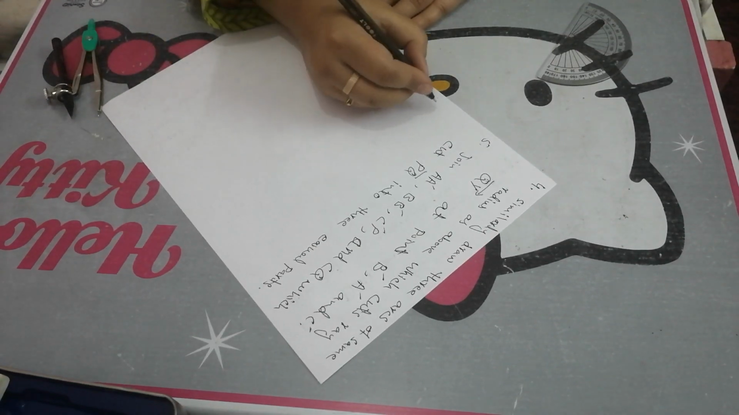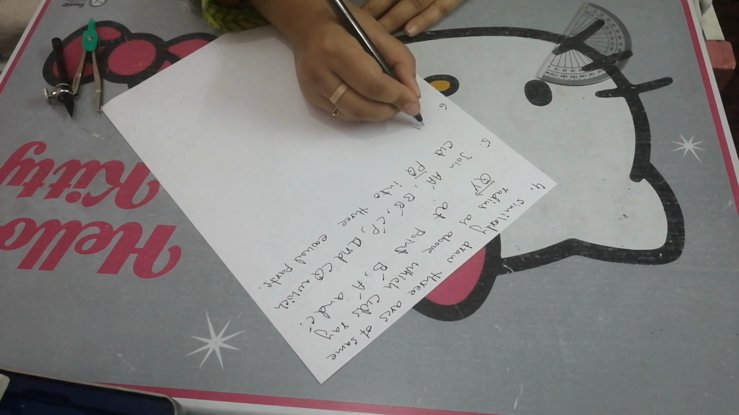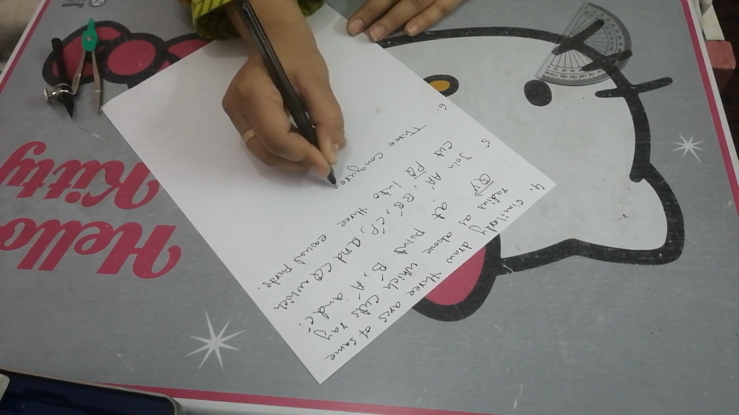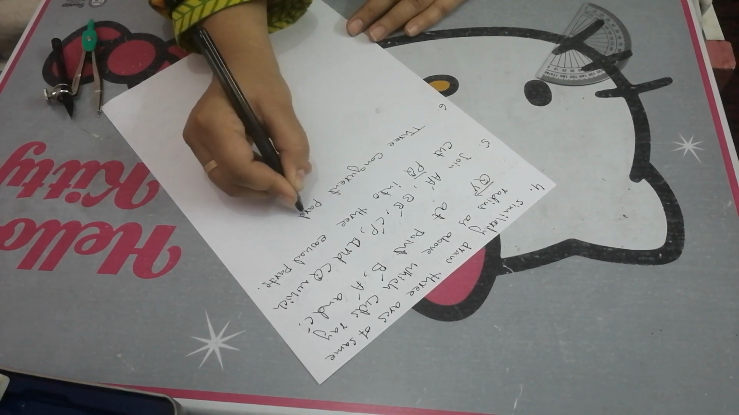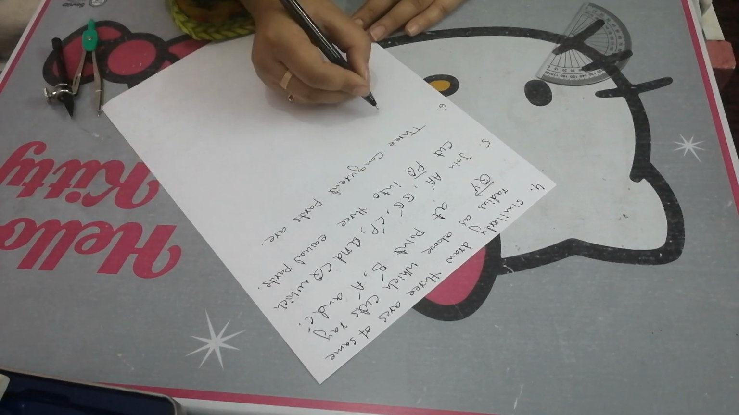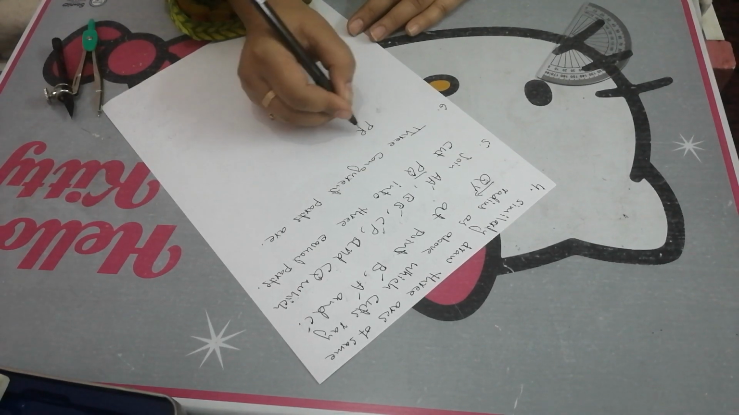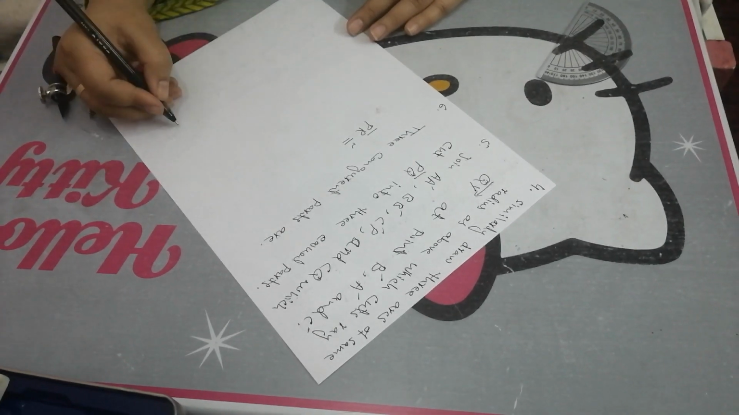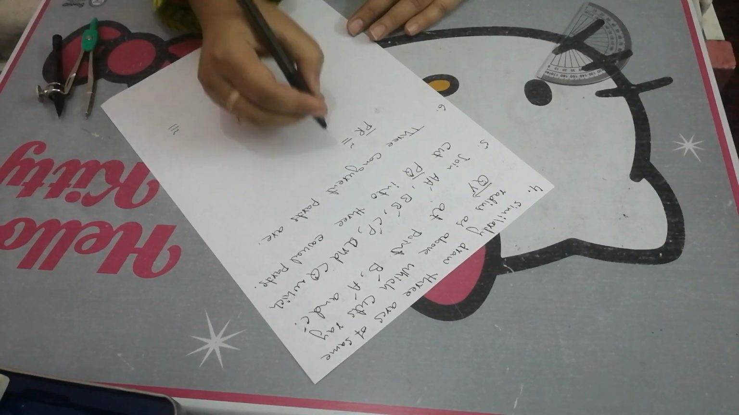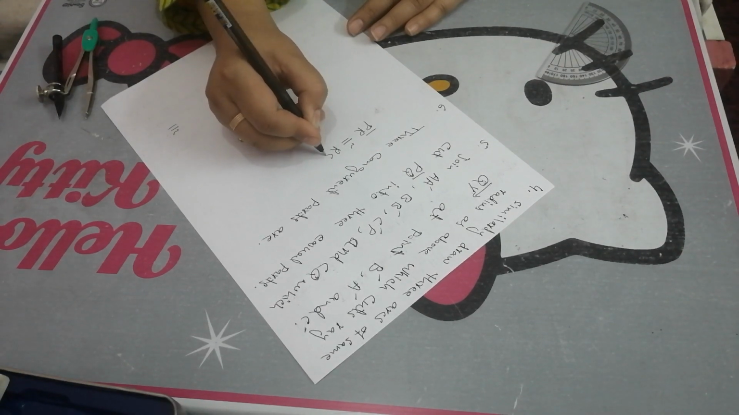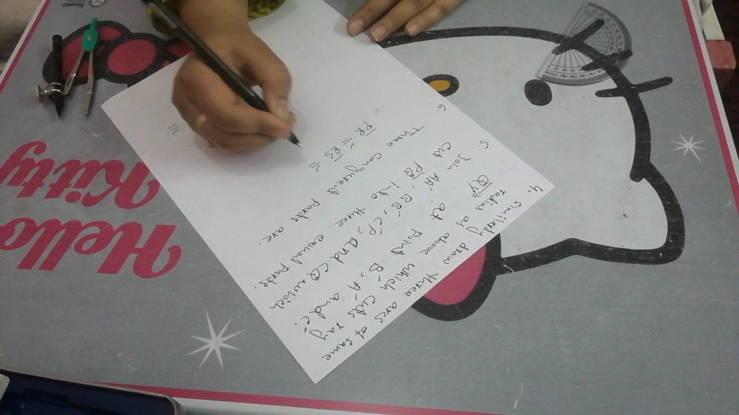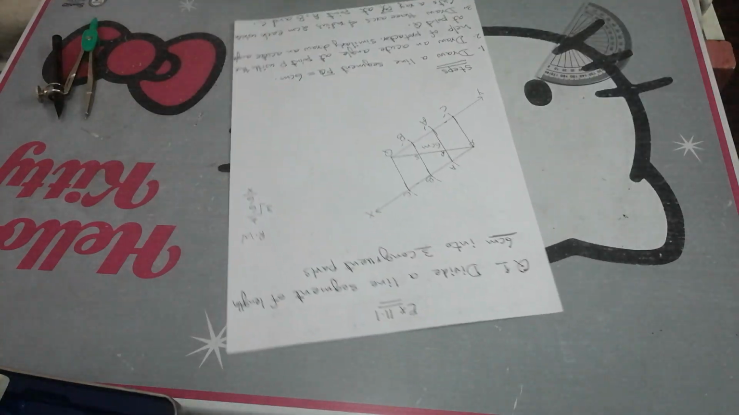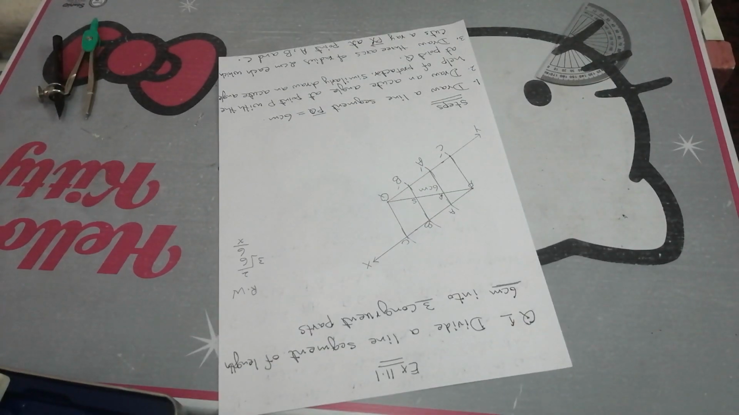So you can write the last step: 3 congruent parts are PR congruent to RS, RS congruent to SQ. This is the symbol of congruent. Students, this is the symbol of congruent. So you get 3 congruent parts. So your question is complete. So this is question number 1.